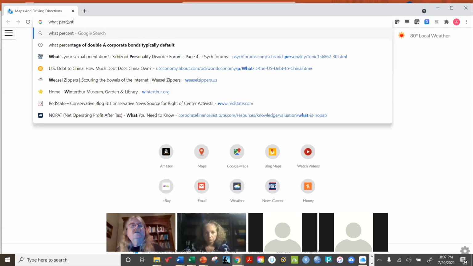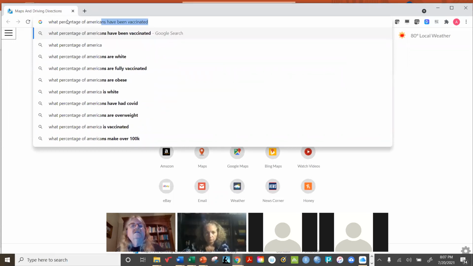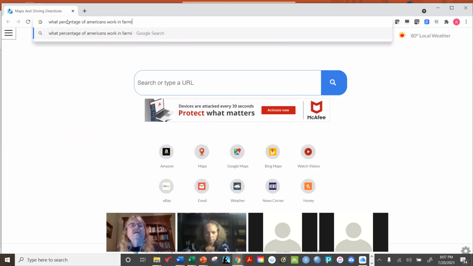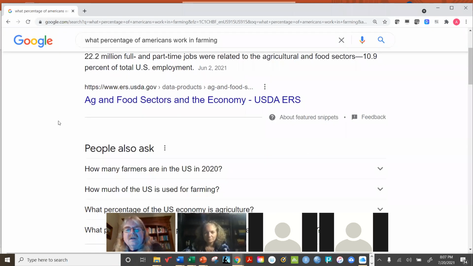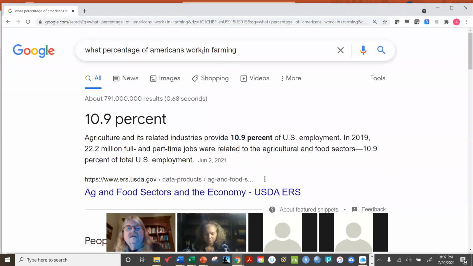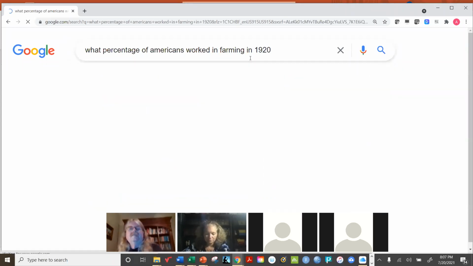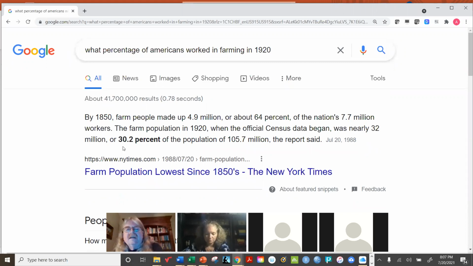What percentage of Americans work in farming? No, 10.9%. Oh my God. Well, you know what? Maybe they've got a lot of people doing things like driving trucks and things that aren't really farming jobs as such. I don't know. That sounds kind of high. But certainly, see if we can find this one. Oh my God.